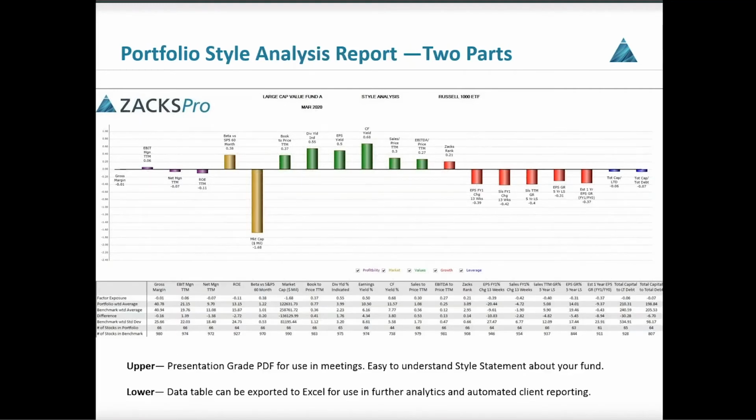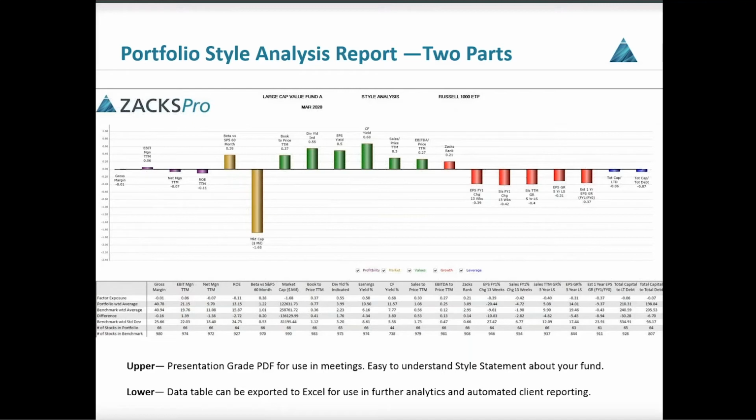The basic report is in 2 parts. The top part is basically a presentation PDF to show each of the 20 factors with labels on it. Again, this is not only very easy to explain, but easy to understand, a style statement about your fund.